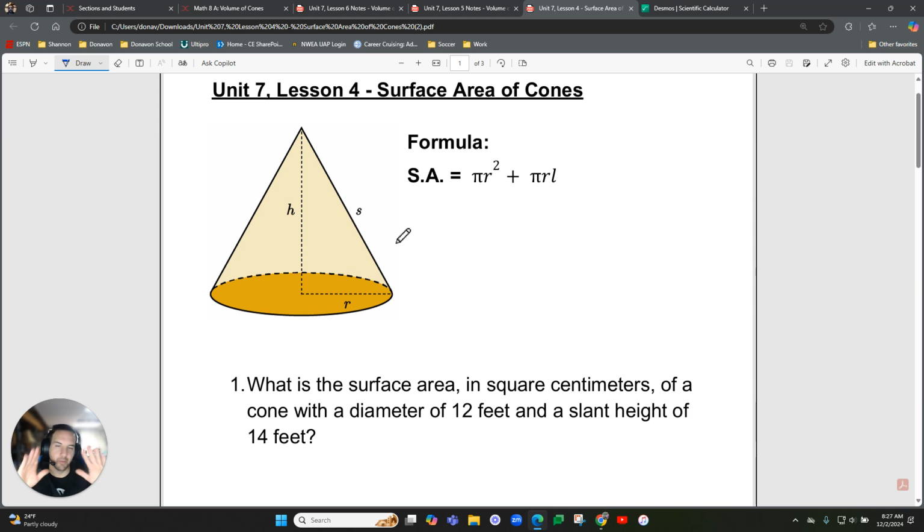Surface area is just how much surface is covered by the two pieces here, if we were to unfold it. So again, this is the circle, and this is the actual cone part of it.